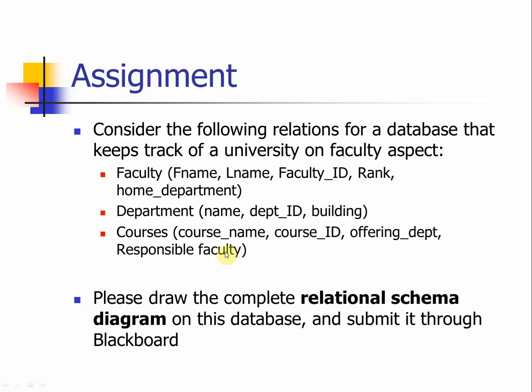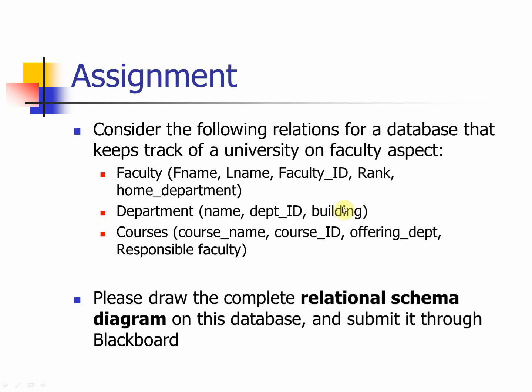So I want you to do this. This obviously defines three relations. Try to draw the relational schema diagram based on the three relations. Provide all the attributes listed over here, which is pretty simple. Underline the primary keys and draw the foreign keys in this assignment.